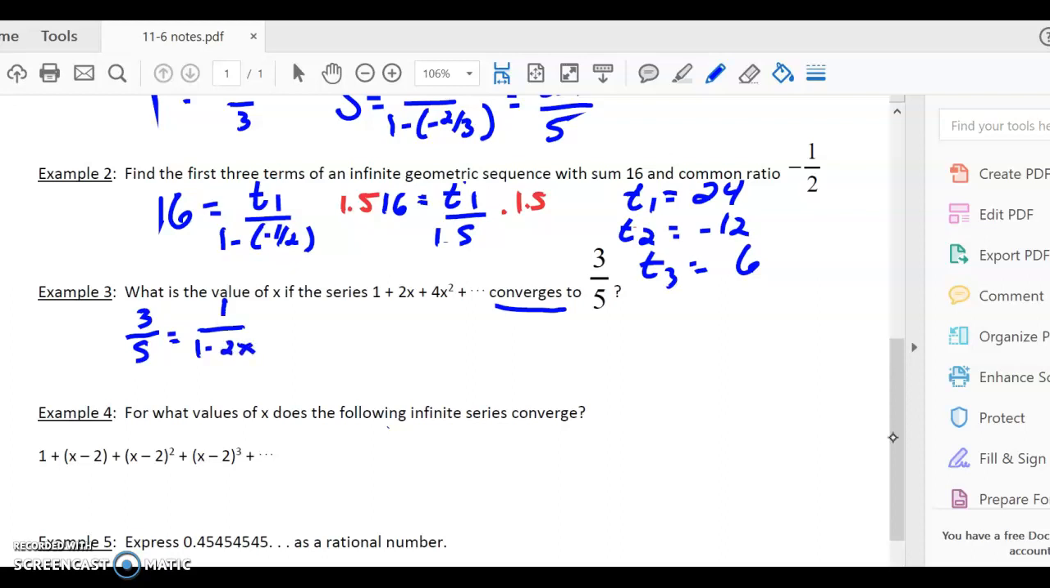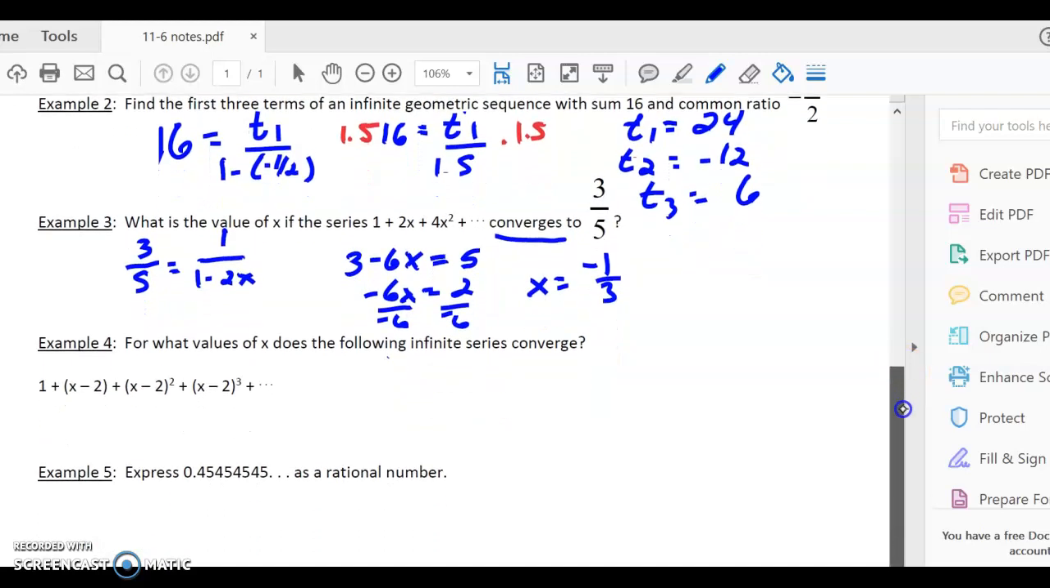So now all we have to do is cross multiply. We're going to distribute the 3 onto the quantity 1 minus 2x to get 3 minus 6x equals 5 times 1, which is 5. We're going to subtract 3, so negative 6x equals 2. And then we're going to divide by negative 6. So x is going to equal negative 1/3.